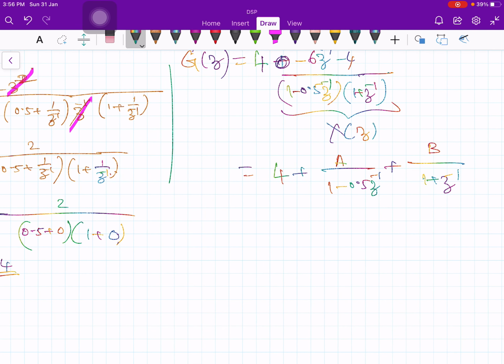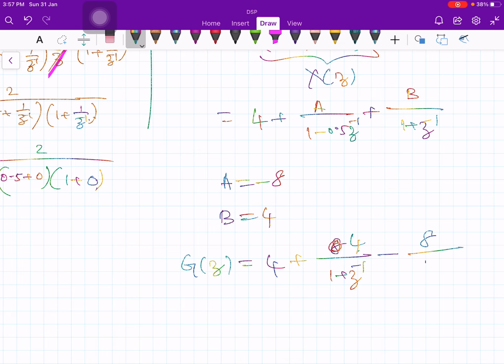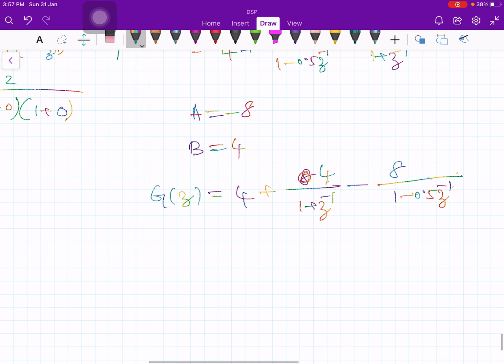Now if you find out a value, then a is equal to minus 8 and b is equal to 4. Therefore your g of z is equal to 4 plus, let me write, 4 divided by 1 plus z inverse minus 8 divided by 1 minus 0.5 z inverse. So this is my g of z.